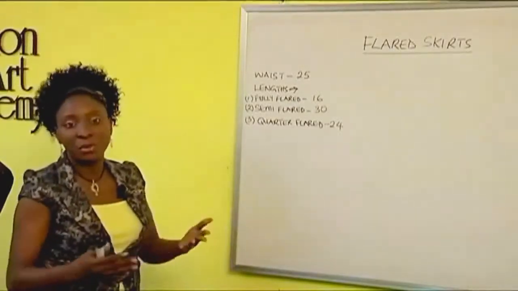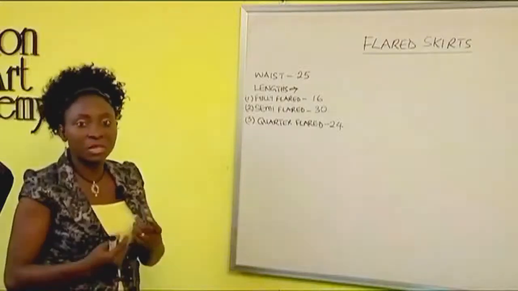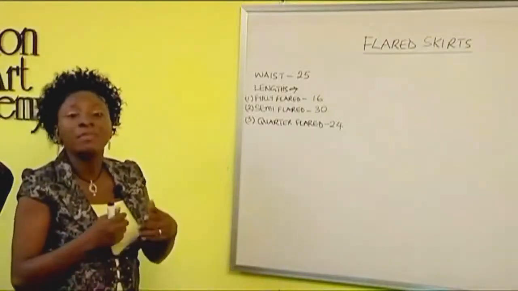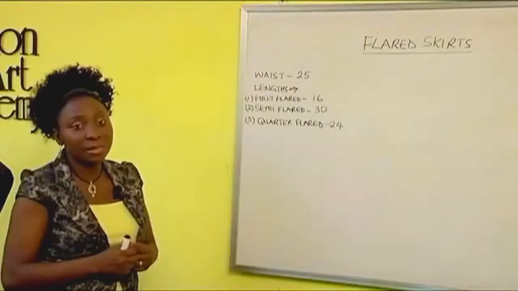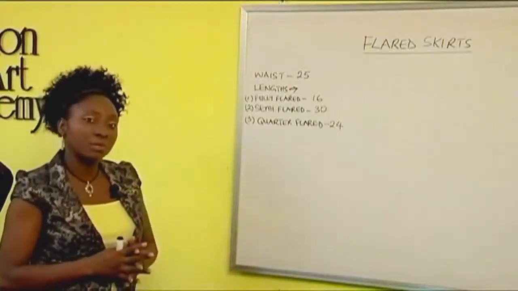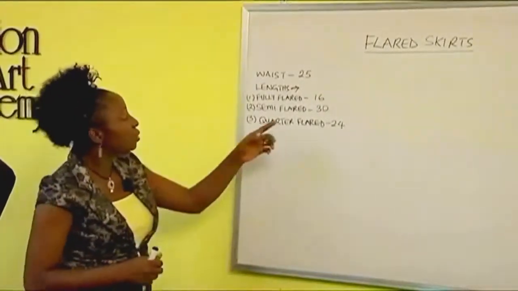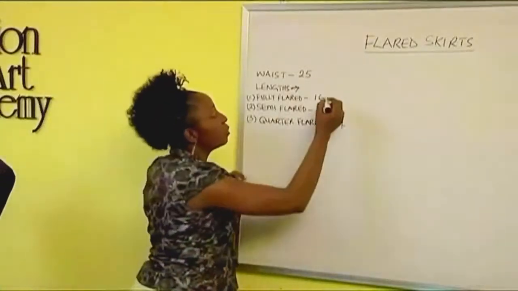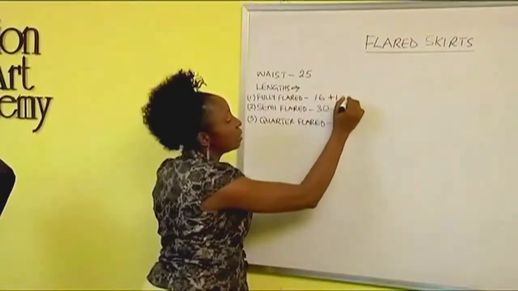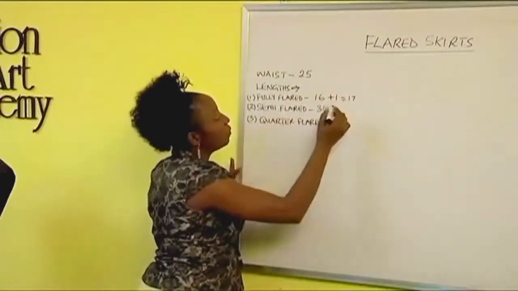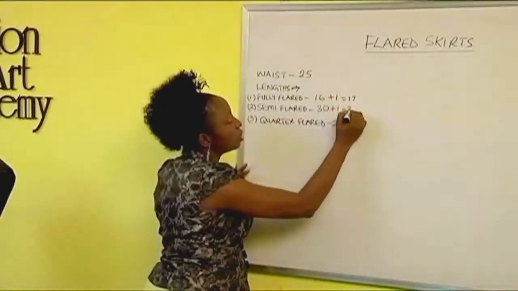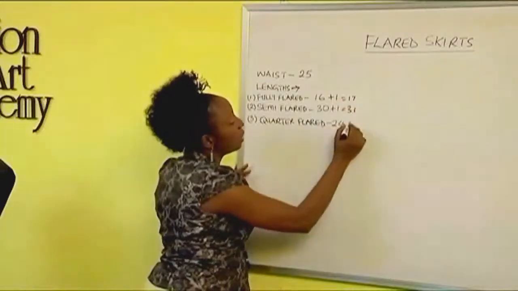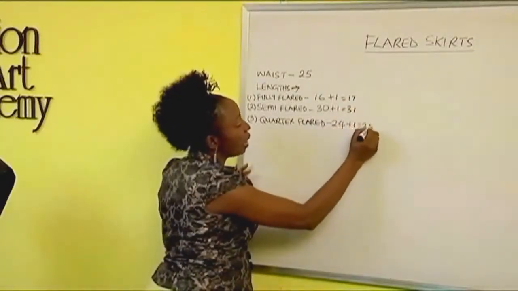Because you're going to use your industrial weaving machine to weave it up, since it's a flare, you cannot sew it all around. Well, you could try to do that, but that could be tasking. So you can use your industrial weaving machine to weave it all up. So I'm going to add 1 inch to each of these lengths. For the fully flared, I'll add 1 inch, which will give me 17. To the semi-flared, I'll add 1 inch, that's 31. To the quarter flared, I'll add 1 inch, which will give me 25.